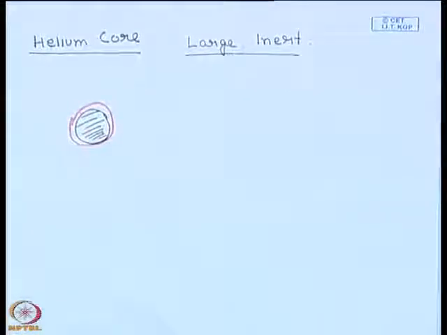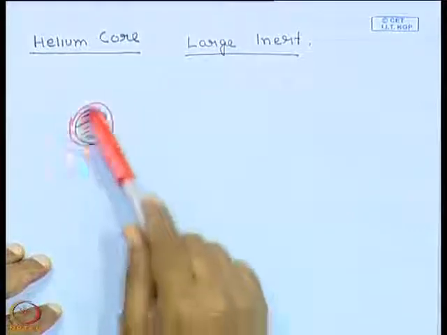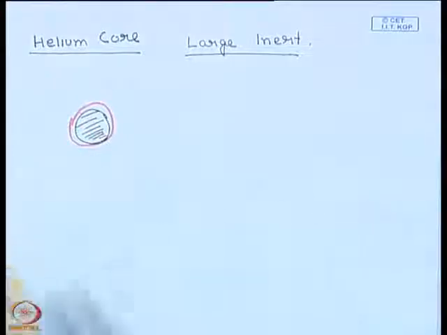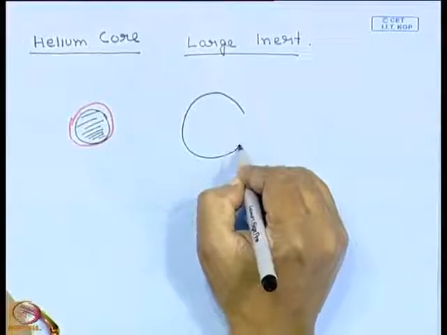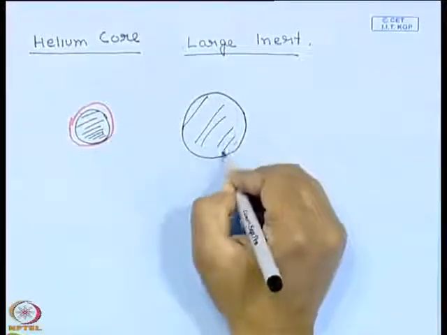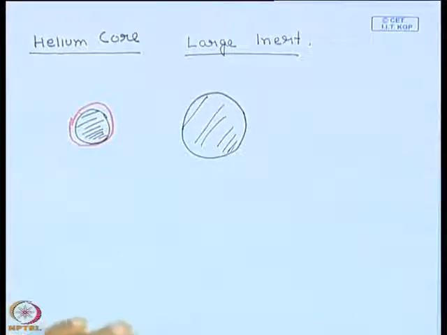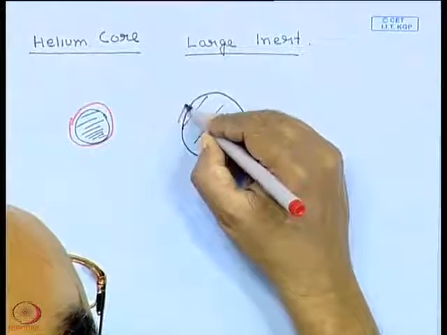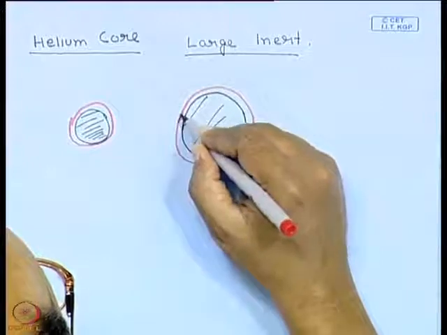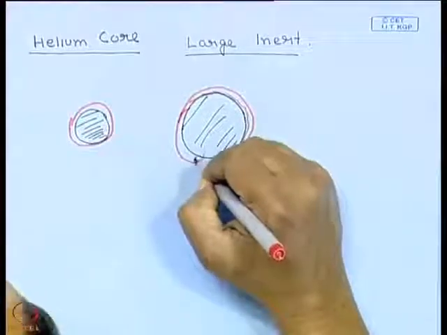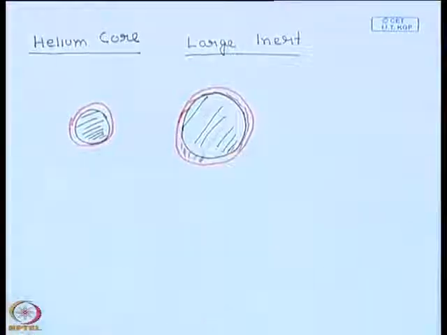Now, as time progresses, this hydrogen burning shell burns more of the hydrogen into helium. So, this gets bigger, the core gets bigger, and the shell also gets shifted and grows. Okay. So, this is what happens.